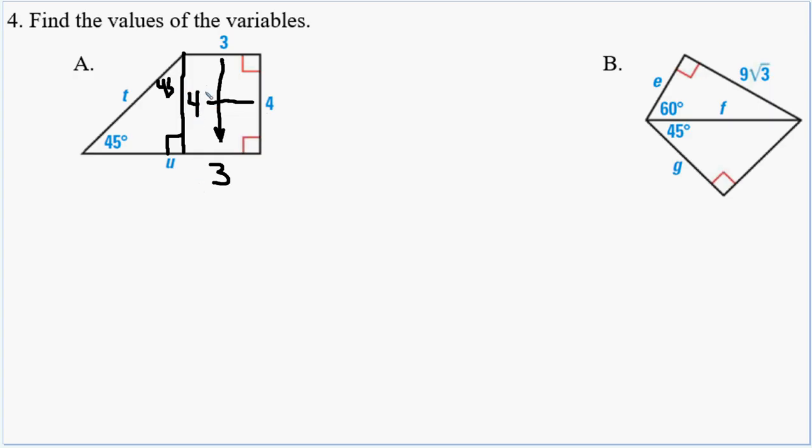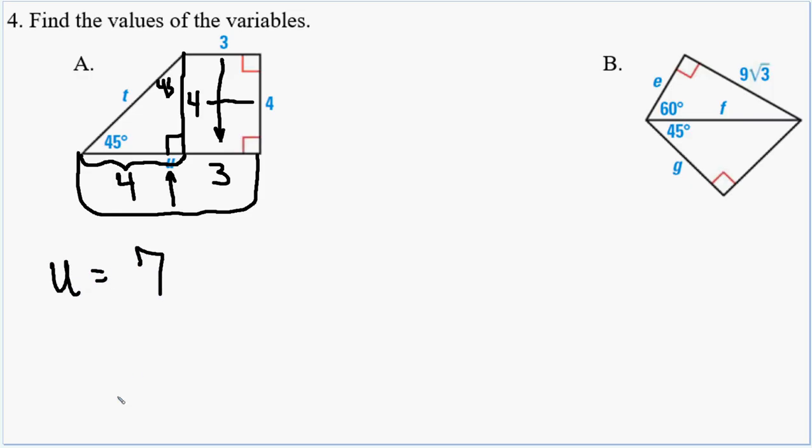All right. We know this leg is 4. And if it's a 45, 45, 90, this also has to be 4. So our variable u is these two added together. u is equal to 7.